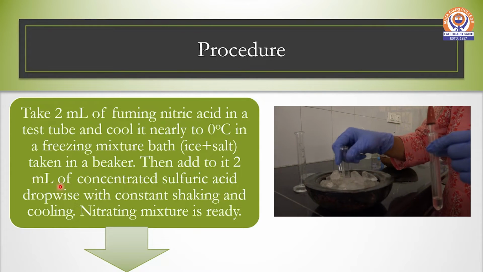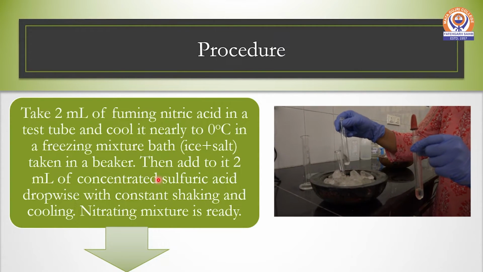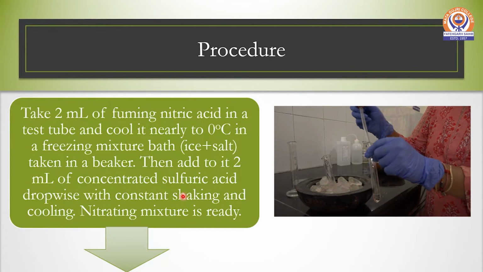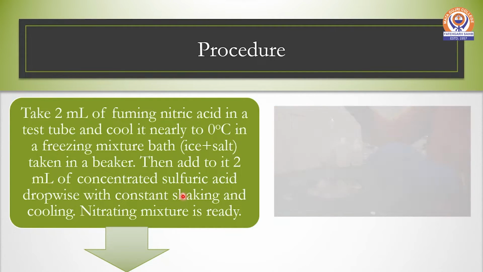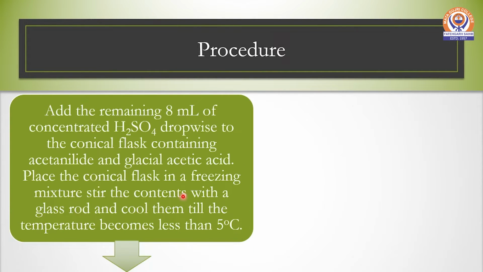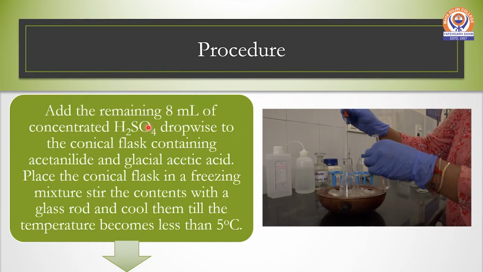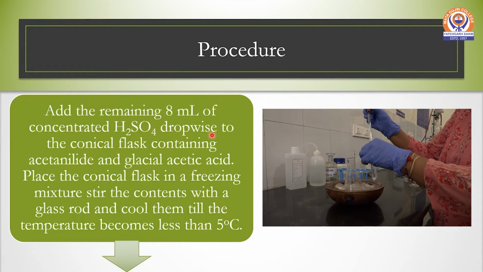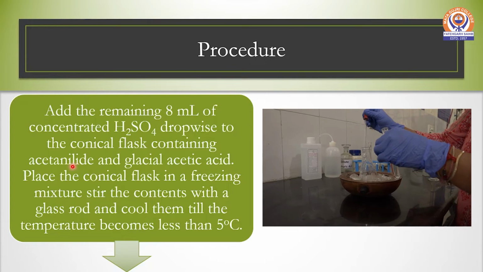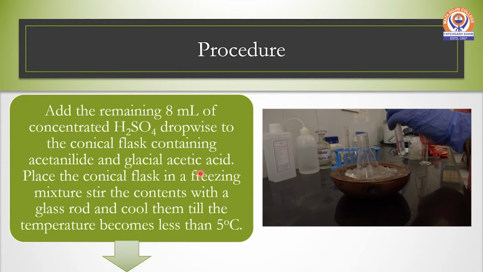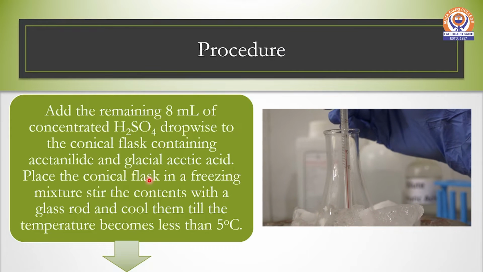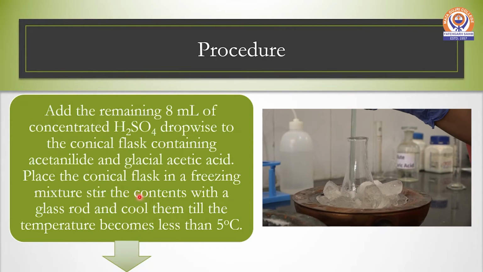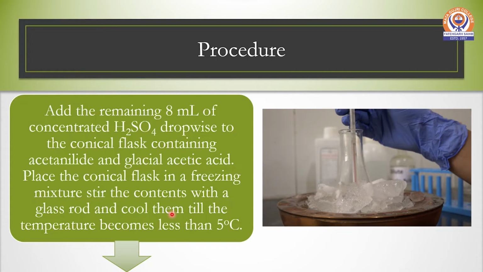Then we'll add to it 2 ml of concentrated sulfuric acid drop-wise with constant shaking and cooling, and our nitrating mixture is ready. Now, the remaining 8 ml of concentrated H2SO4 are added drop-wise to the conical flask containing acetanilide and the glacial acetic acid. Place the conical flask in a freezing mixture and stir the contents with a glass rod and cool them till the temperature becomes less than 5 degrees centigrade, and this temperature can be checked with the help of a thermometer.